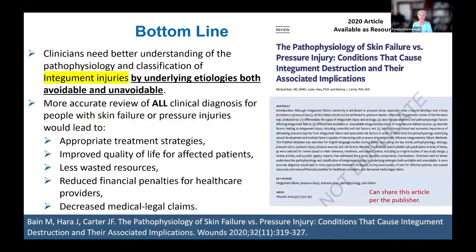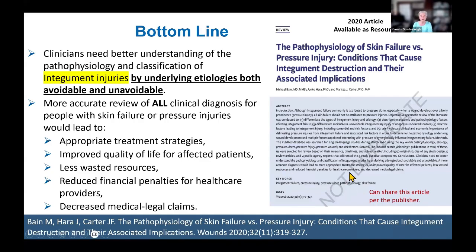That's what we're missing. That is the missing piece. So the bottom line, we need to get a better understanding of the pathophysiology and the classifications of these integument injuries, looking at the underlying etiology, some of which are avoidable, which might be pressure. When we have somebody that is immobile, we can put some things in place to mitigate that pressure and prevent pressure injuries. And sometimes we can't. It's unavoidable what is happening collectively through the organ systems.